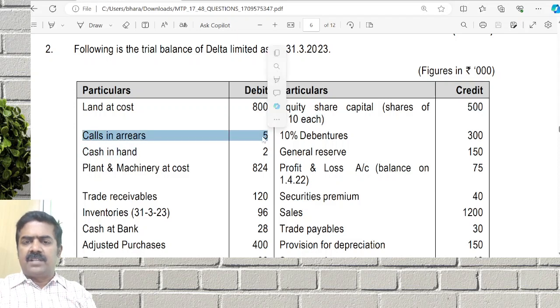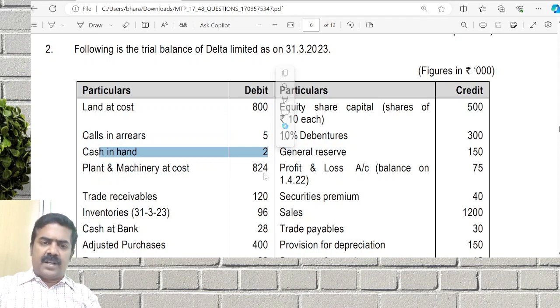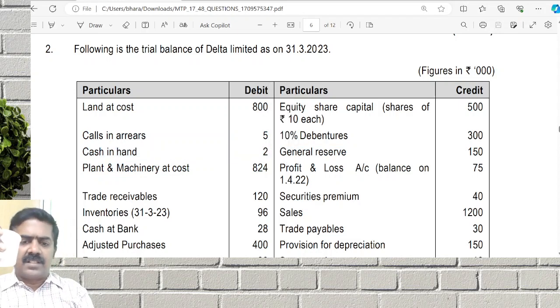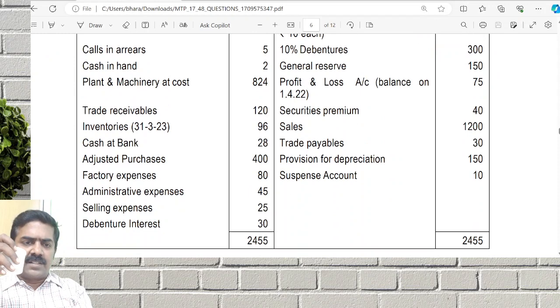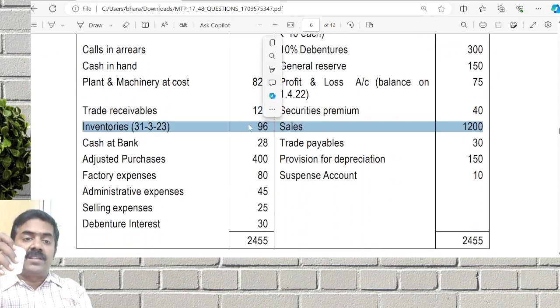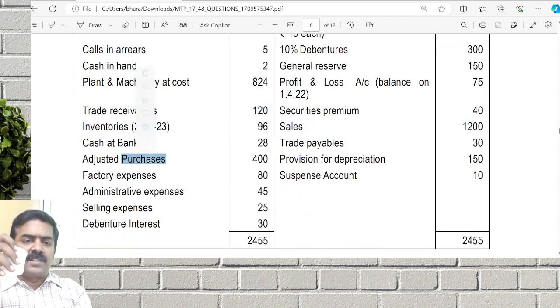Calls in arrear will be adjusted with paid up capital. Cash in hand, current assets. Plant and machinery, non-current asset. Trade receivables, current asset. Inventory at the end of the year is given. And they have given adjusted purchases.